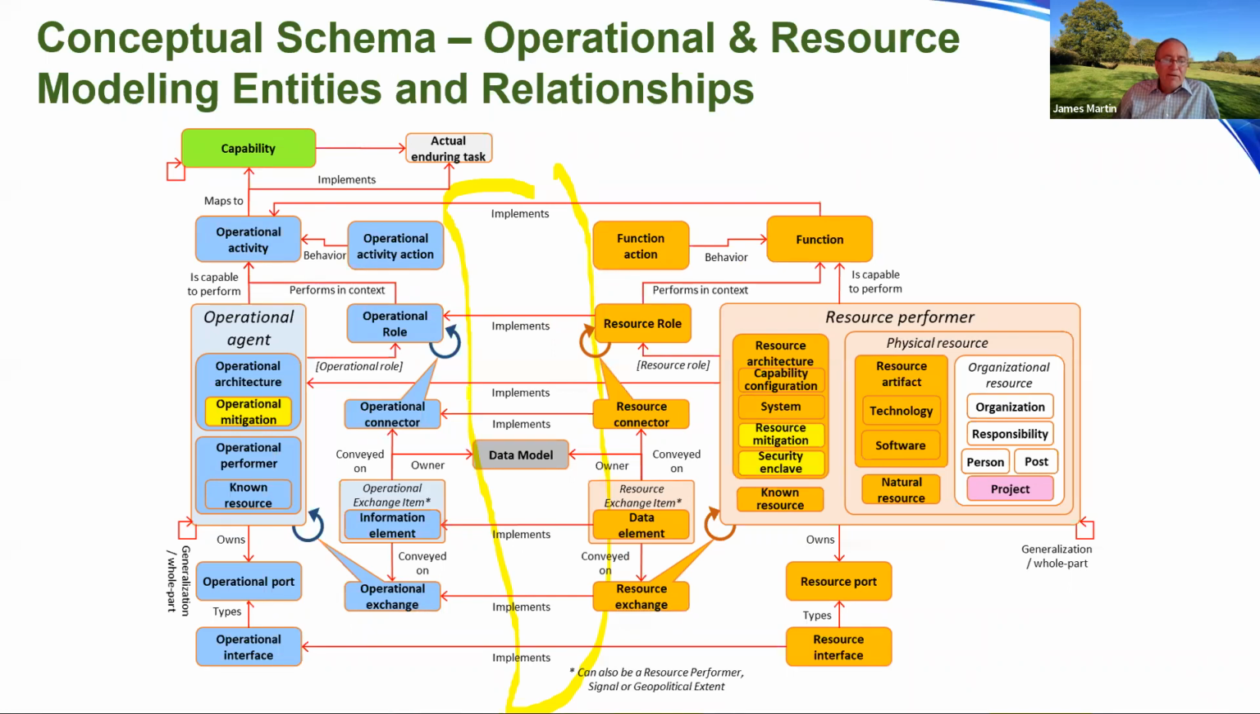So remember, the operational stuff is logical and the resources are physical. So you can see all these resource performers here can perform functions, and that function can implement an operational activity. The resource performer itself can implement an operational agent. A resource interface can implement an operational interface. So that's the general pattern, that all the resources in your architecture can implement operational entities in your operational architecture.